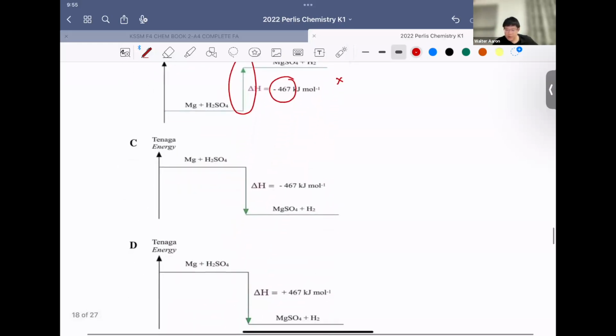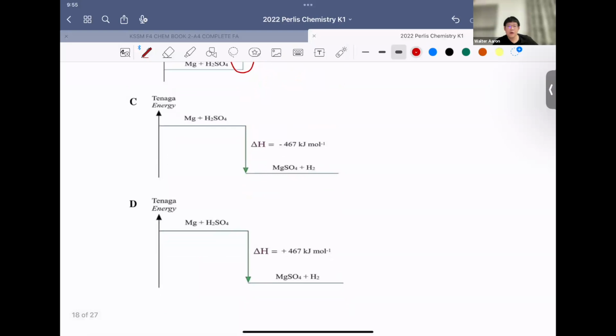Now left with C and D. Like I said before, it must be pointing downwards, so the arrow is correct. However, we know that an exothermic reaction has a negative delta H value, so this one is definitely out already. Only this one has a negative delta H value. So a negative delta H value plus the arrow pointing downwards indicates that C is the answer to represent this reaction, which is an exothermic reaction.